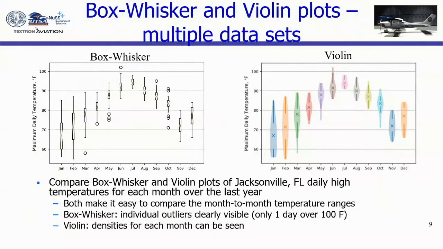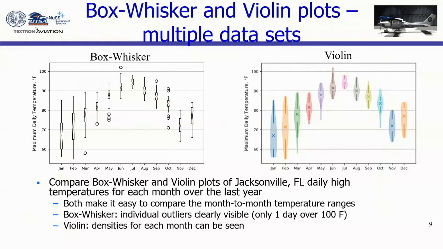So just for reference, or to give some illustration of that, I took one year's worth of temperatures for Jacksonville and plotted box whisker plots and violin plots for each month. And you can see from the chart which months had outliers. You can see there's only one day over 100 on the box whisker plot.